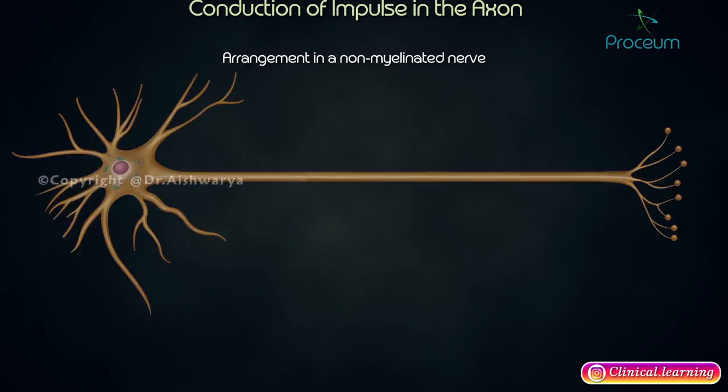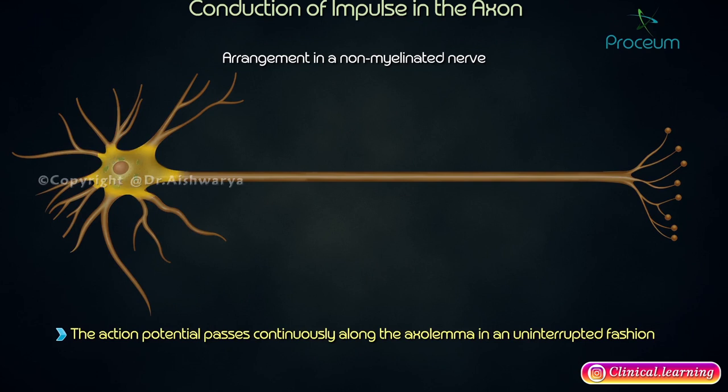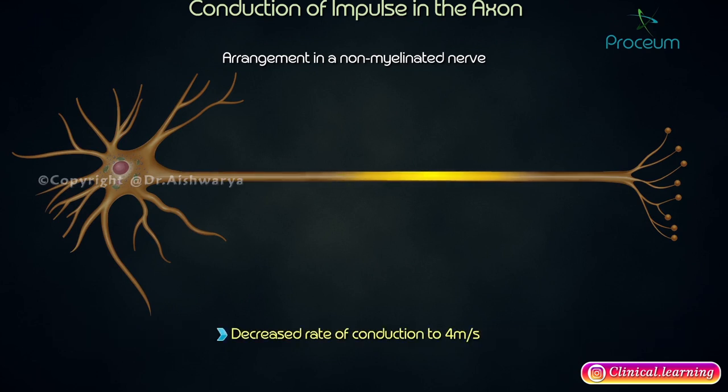And in case of non-myelinated nerve fiber, the action potential passes continuously along the axolemma because there is no presence of nodes of Ranvier, in an uninterrupted fashion, thereby decreasing the rate of conduction dramatically, that is approximately up to 4 meters per second.